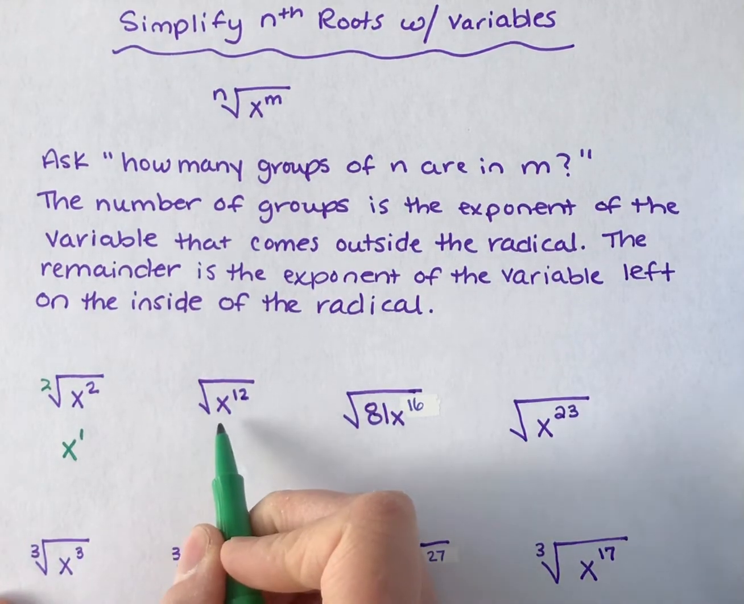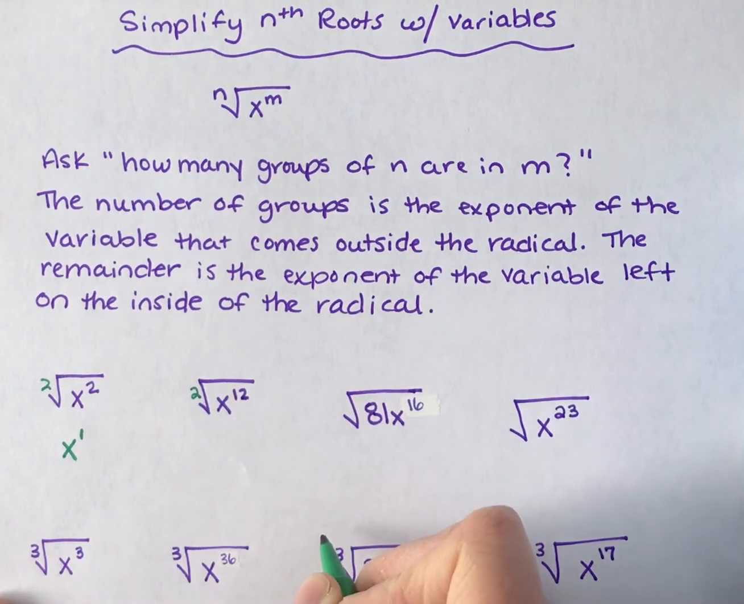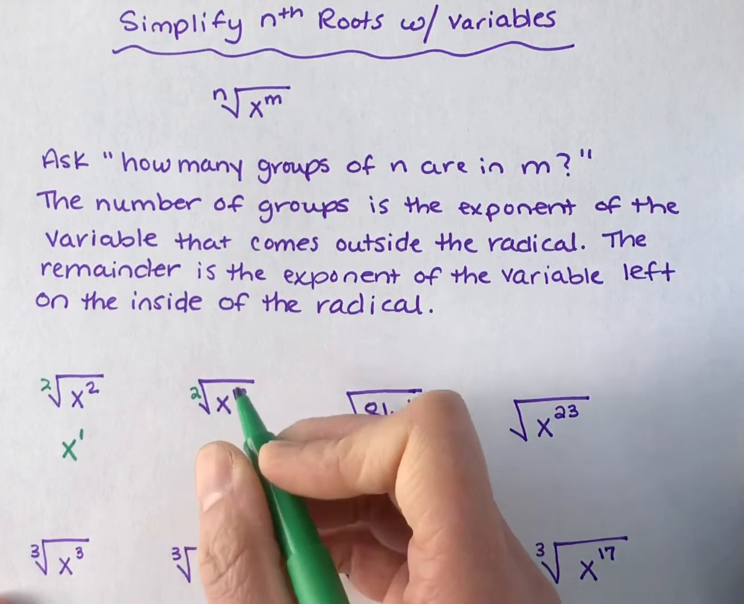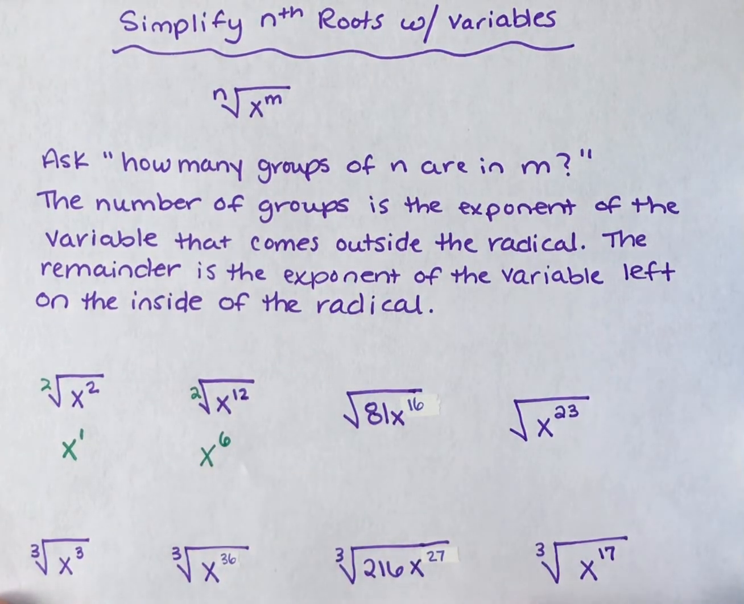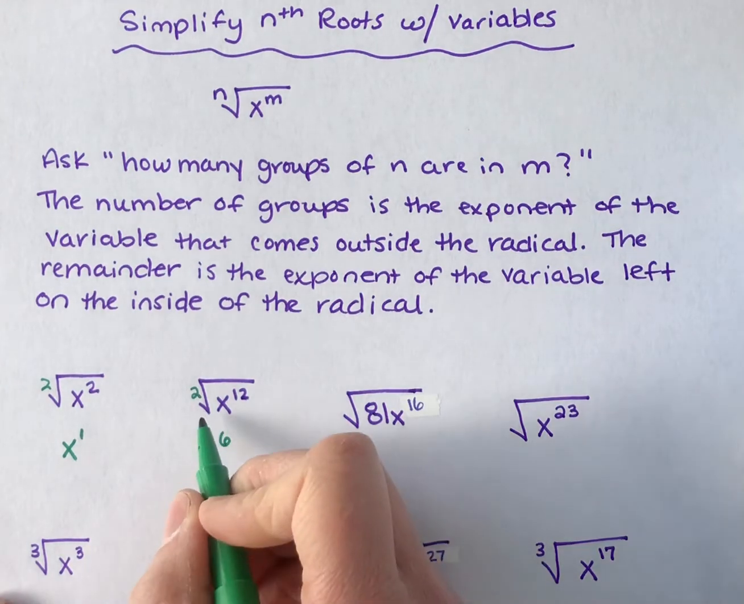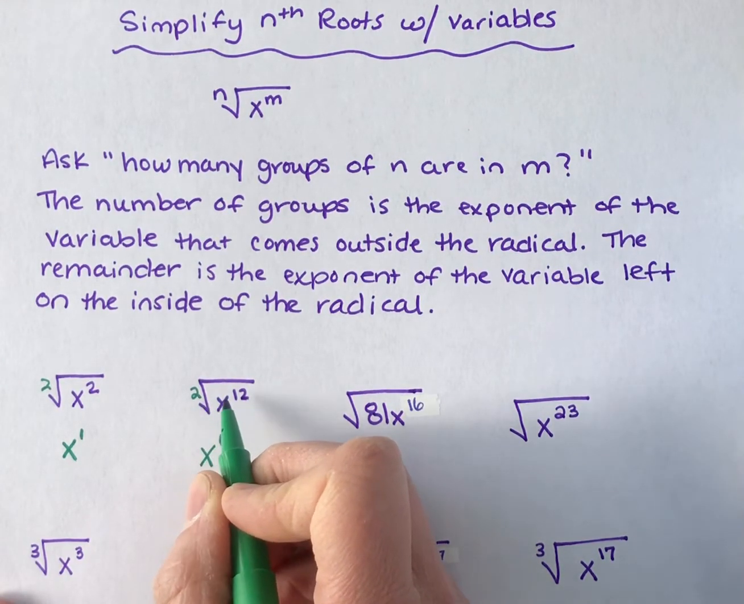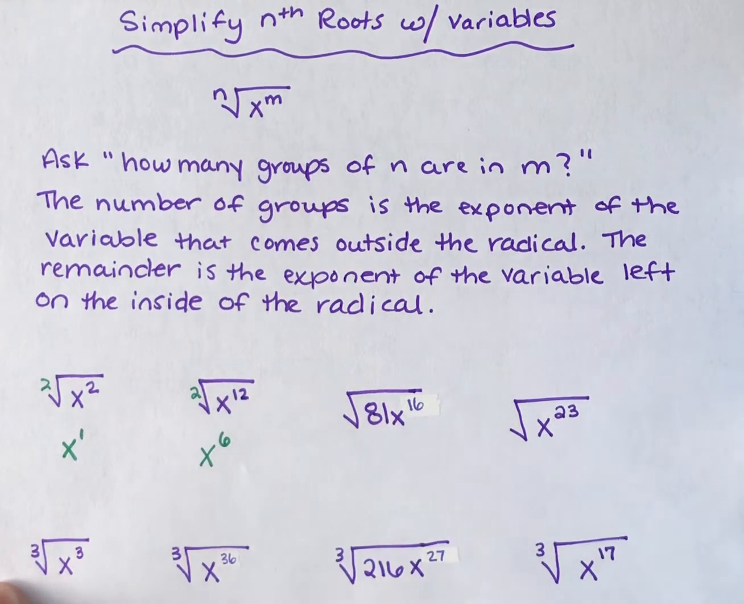If you look at my second example, the square root of x to the 12th, my index is 2. So if you think about it, how many groups of 2 can you make out of 12? I can make 6 groups. So my answer is x to the 6th. So the square root of x to the 12th is x to the 6th because I can make 6 groups of 2 out of 12.